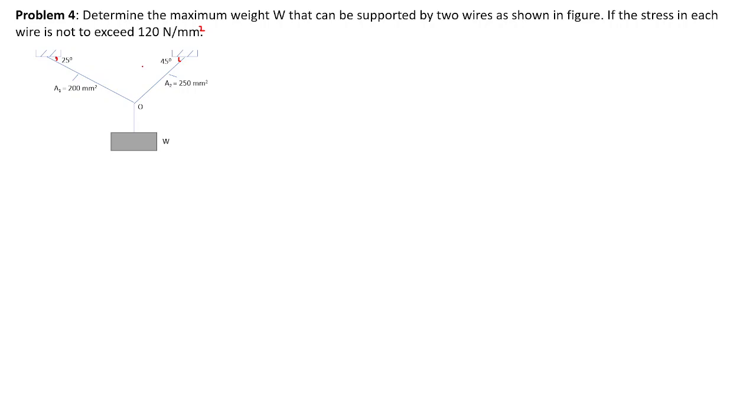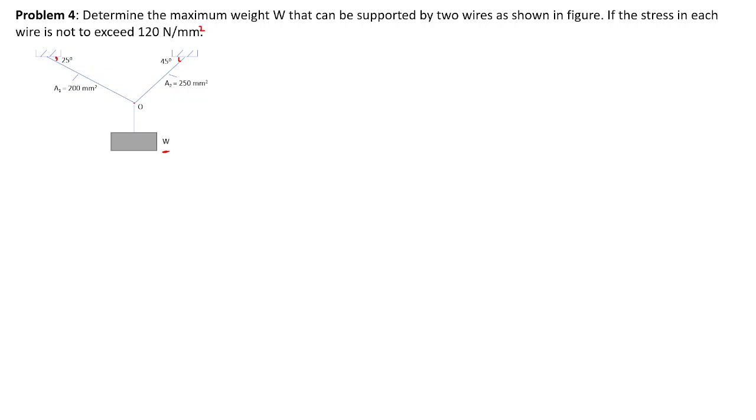Let's move towards problem number 4 from module 1. Here we have to determine the maximum weight W that can be supported by two wires as shown in the figure.